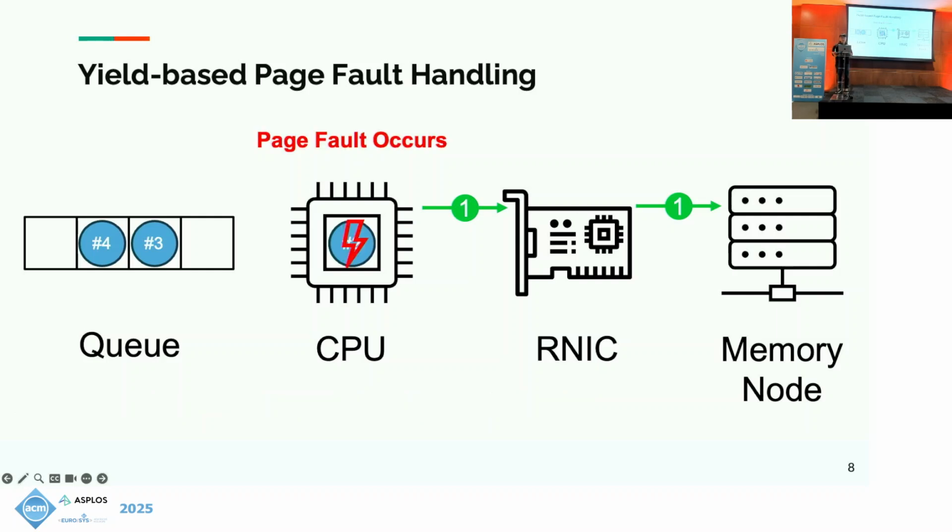If another page fault occurs on the request, the page fault handler issues a new page fetch request. And as you can see, yield-based page fault handling further utilizes RDMA. Later, when the first page fetch request completes, the CPU context switches back to the first request and resumes execution.